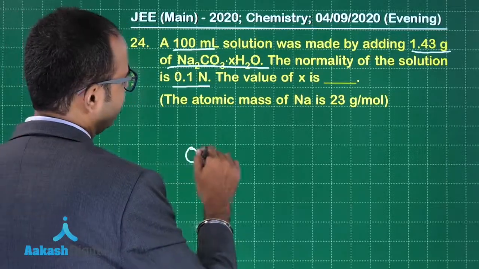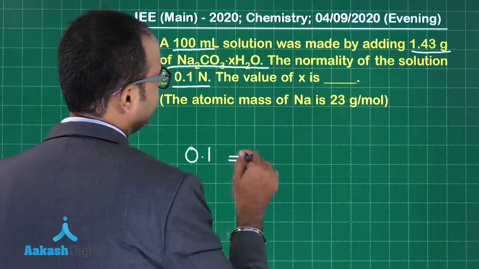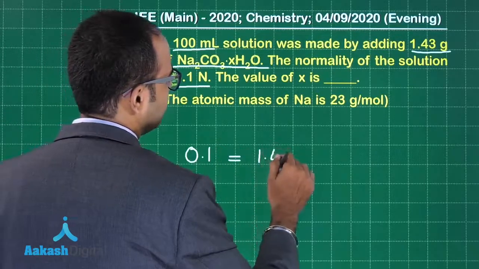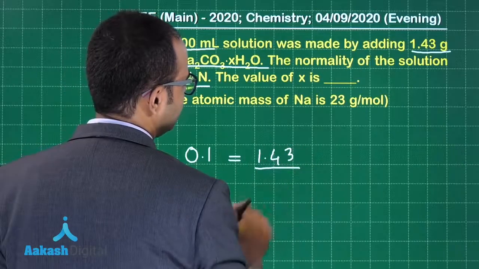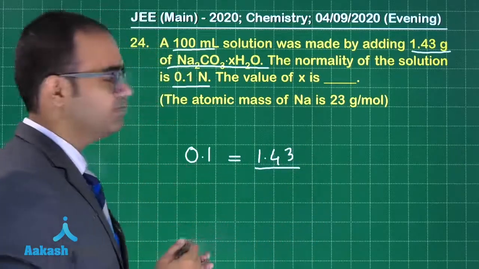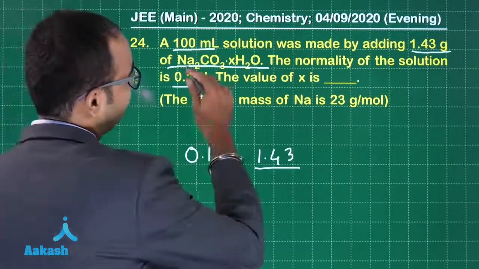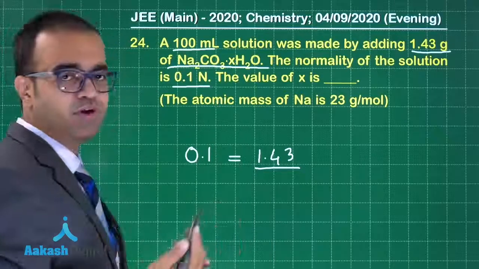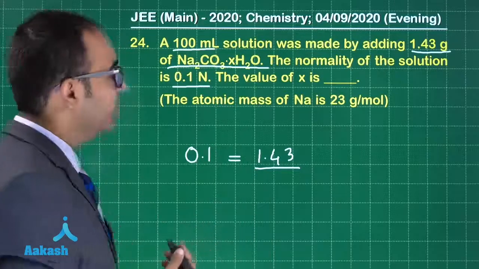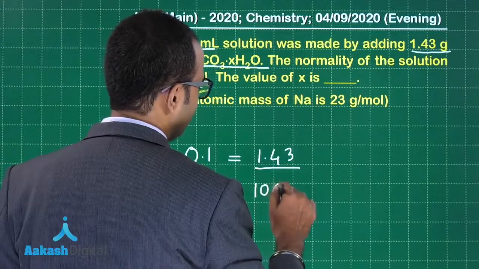What is the formula for normality? Normality is equal to mass upon equivalent mass. So how do we calculate the equivalent mass, guys? It is molar mass upon n factor, right? So what is the n factor for Na2CO3? The n factor for Na2CO3 is 2. If the n factor is 2, the molar mass will be how much?